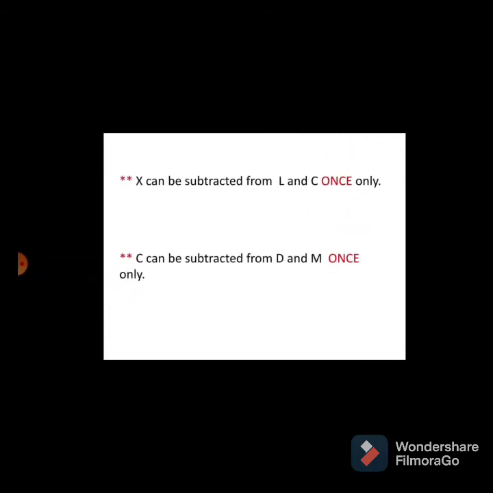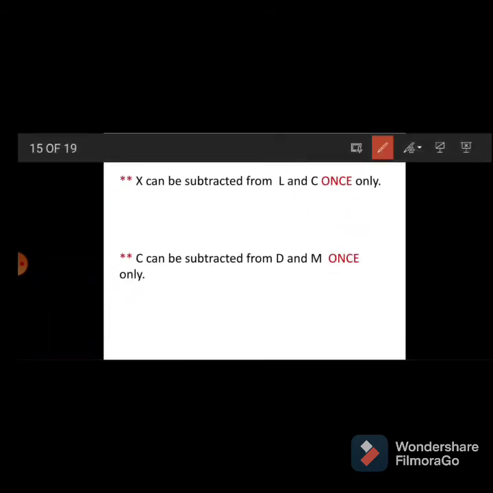See the next sentence, very important sentences, so marked with a double star. X can be subtracted from L and C once only.